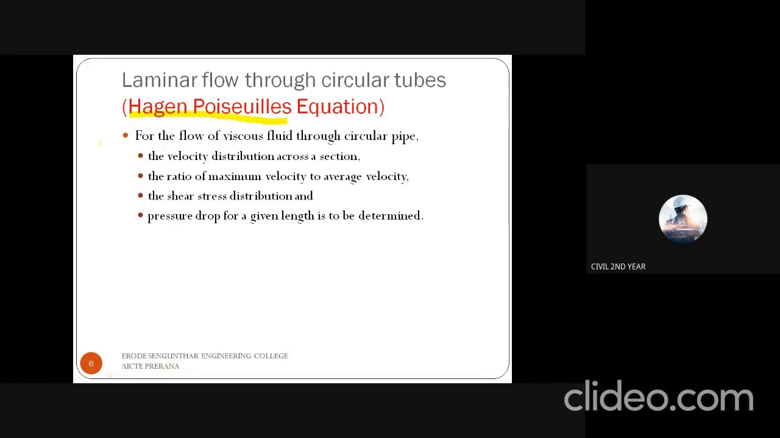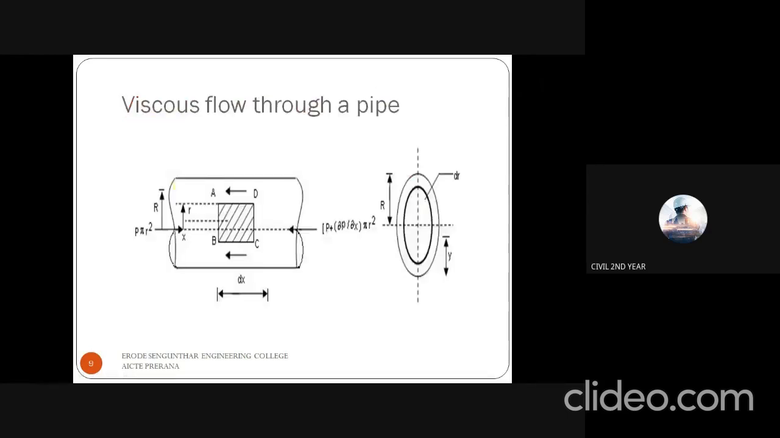Before going to the equations, he took as basic data for the flow of viscous fluid through circular pipes: the velocity distribution across the sections, the ratio of maximum velocity to the average velocity, then the shear stress distribution, and last, the pressure drop for a given length to be determined. These are the four factors for which we are going to get the equations. Then we are going to solve the problems later from the Hagen-Poiseuille equations.